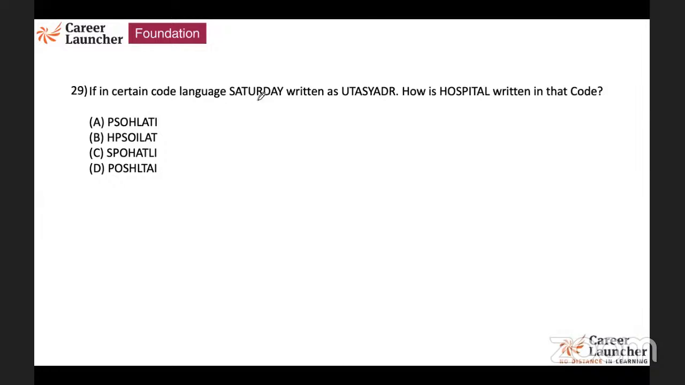If in a certain code language, Saturday is written as UTASDAY, here, reverse, and R, how is hospital written? You will write TAL here and P. LATI should come in somewhere. R has to come in. Sorry, LATI should come in. LATI has to come in. The only answer is A for this. You will get your answer.